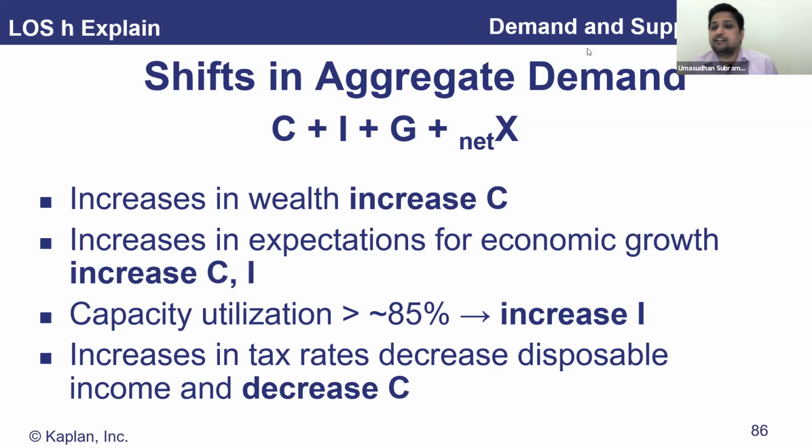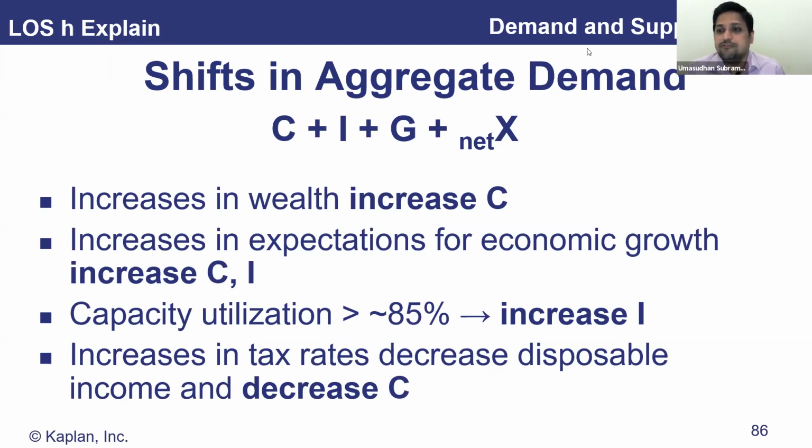If your wealth is increasing, you are becoming richer and richer. What do you think is going to happen if you are becoming richer and richer? What's going to happen to your C? Your consumption is more. What would happen to aggregate demand? What would happen to your aggregate demand? Your aggregate demand should increase. That's exactly right. C will increase.